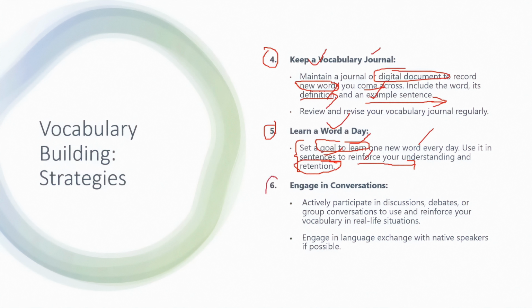The next strategy for enhancing vocabulary is engaging in conversation. The best and ideal way is to actively participate in discussions, debates, or group conversations to use and reinforce your vocabulary in real life situations. This is one of the important, and I think the most effective, ways: by discussing or engaging in conversation, you can retain your words and keep them in your mind, and they become part of your vocabulary.